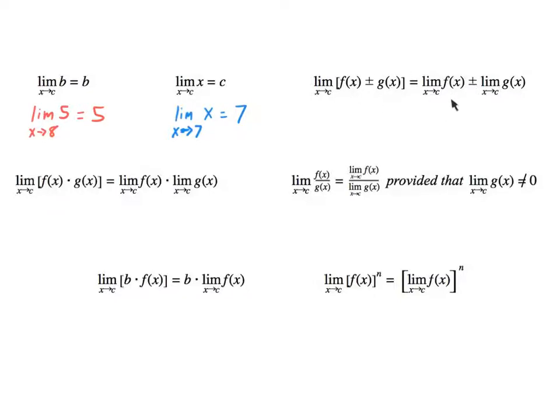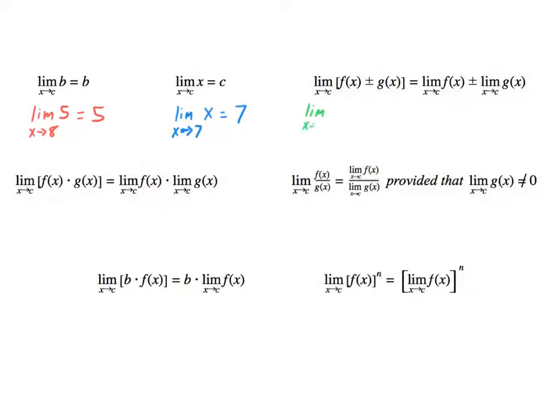Next, let's talk about this right here. The limit as x approaches c of a function plus or minus another function would be equal to each limit plus or minus the other limit individually. This is two separate limits. So if it was f plus g, it would be f plus g. If it was f minus g, it'd be f minus g. So when you take the limit of two things inside, you're basically taking the limit of each one individually.